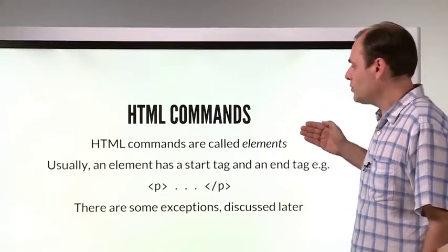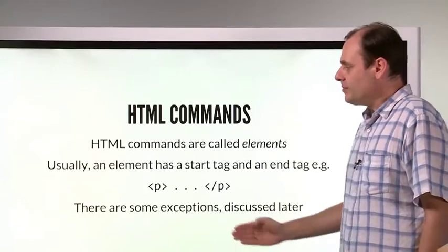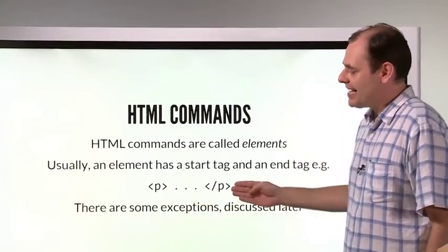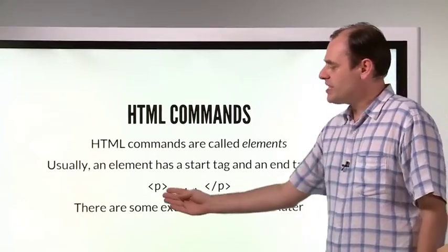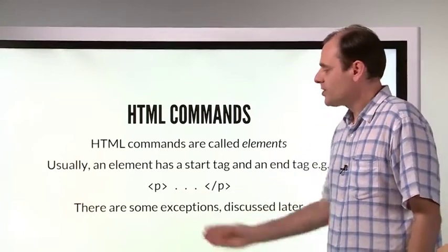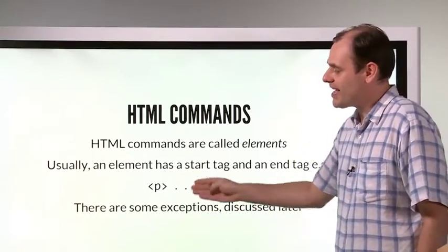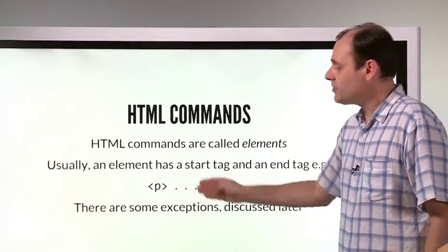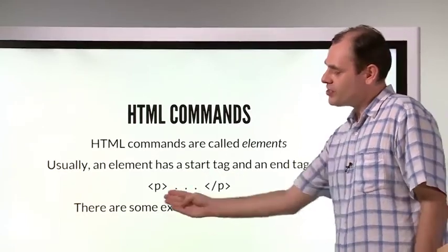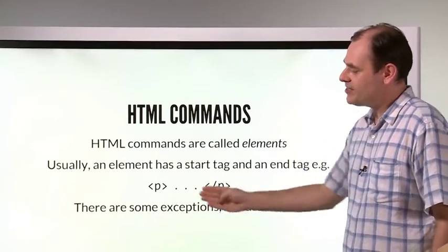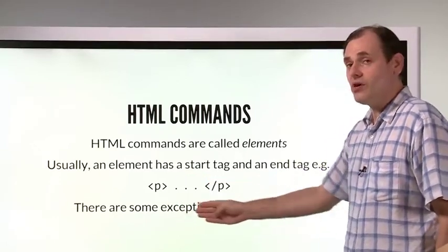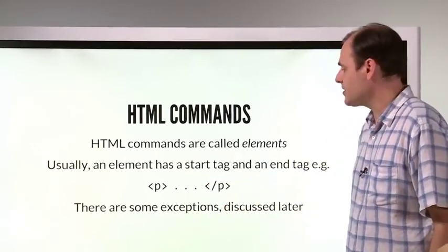HTML commands are called elements. Each element has a start tag and an end tag. So this is the paragraph element. There's the start of the paragraph, there's the end of the paragraph, and there's some text, which I haven't shown, in the middle of the paragraph. That's the usual structure: start, end, something in the middle. However, there are some exceptions which we'll look at later.